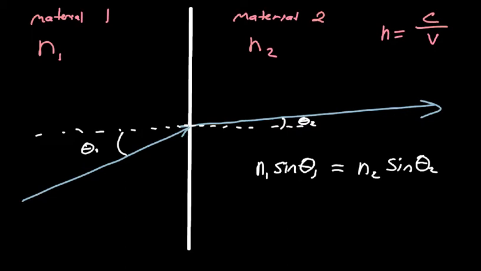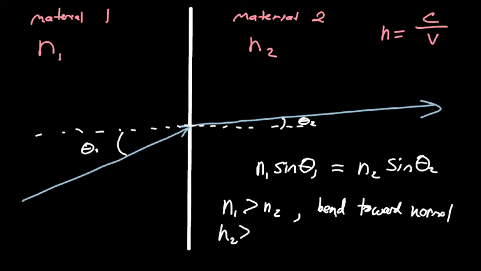Now this is a useful rule to remember: if we go from a low index of refraction to a high index of refraction, our ray of light starts out pretty far away from the normal line and it gets closer to the normal line. So in this one, if we said n1 is greater than n2, our ray of light is going to bend toward the normal line. Now if the opposite had been true, if n2 were greater than n1, then the ray of light would bend away from the normal. By bend toward the normal, we just mean that it gets closer to a state where it's moving perpendicular to that interface, so closer to the normal line.